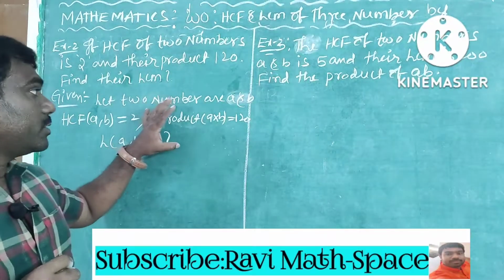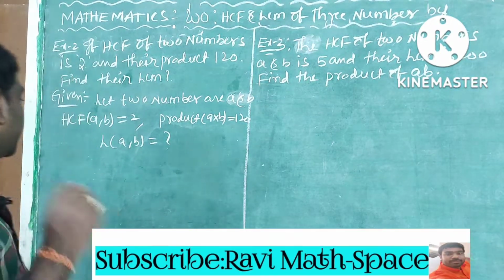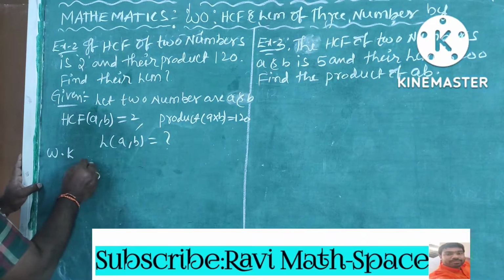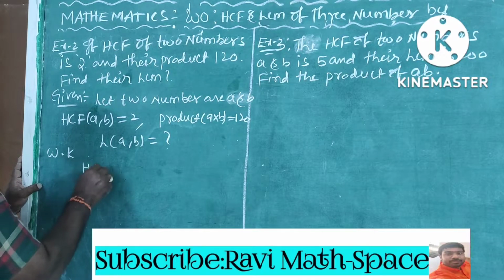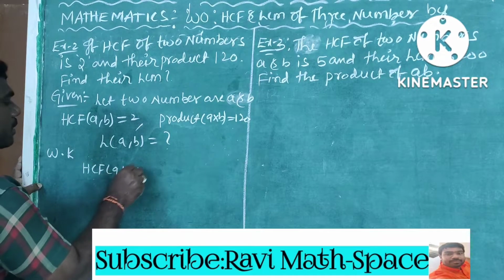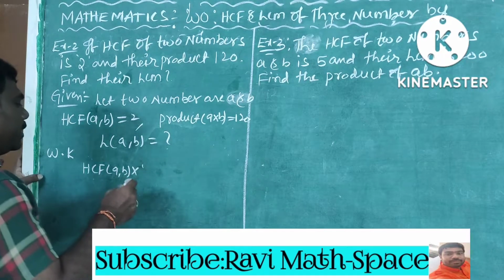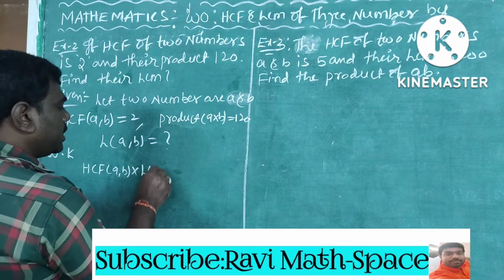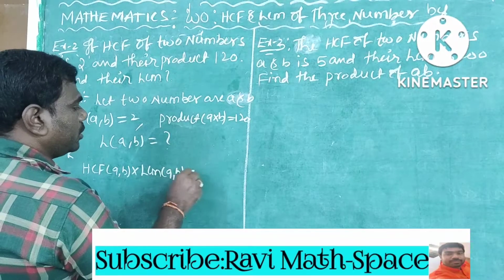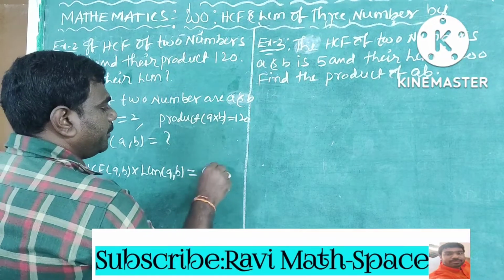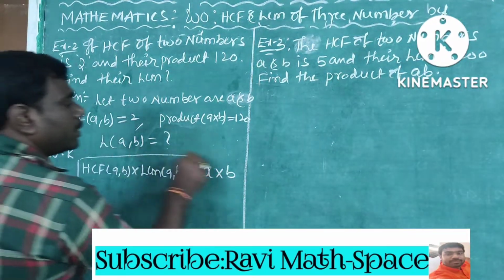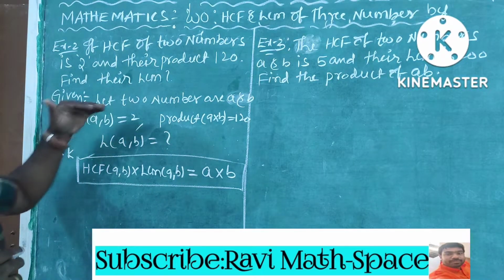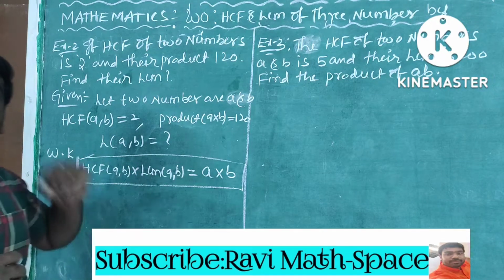Okay, these are the given values. Already we know the relation. What is the relation here? We know the relation: the product of HCF of two numbers and LCM of two numbers is equal to the product of two numbers. This is the relation of the given numbers. Now substitute the given values here and find the answer.